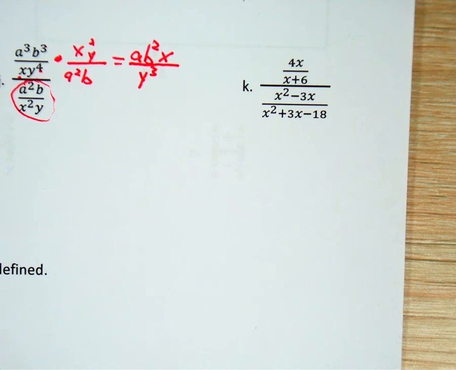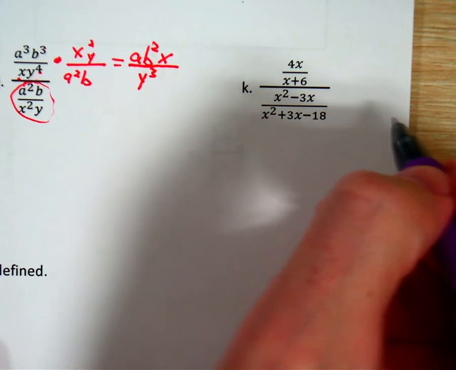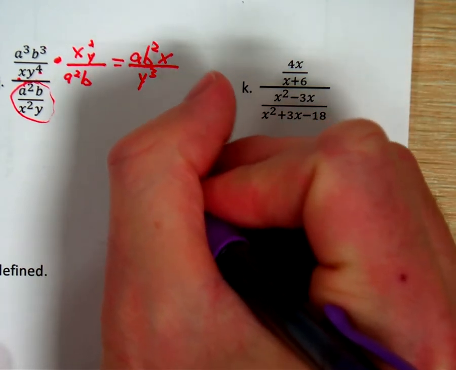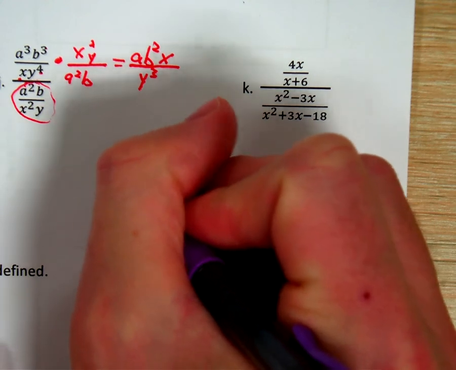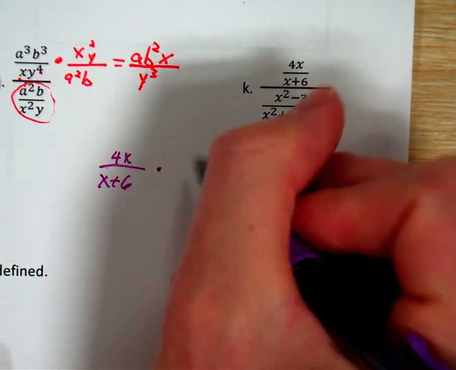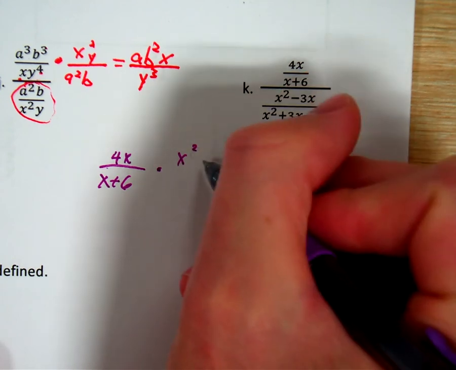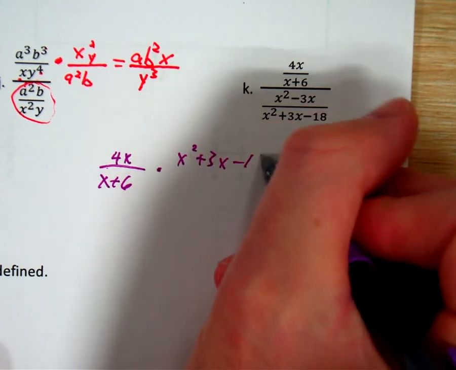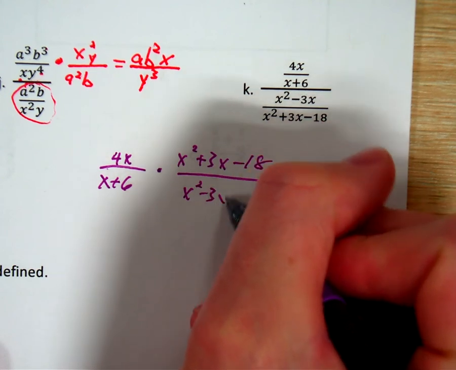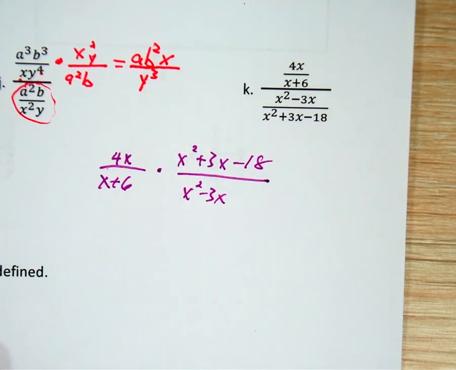All right, guys, welcome back. Okay, way to be brave, way to give that a try. We got 4x over x plus 6. All right, multiply by the reciprocal. So now the x squared plus 3x minus 18 is on top, and x squared minus 3x is on the bottom. Okay, what can we factor? What can we factor?